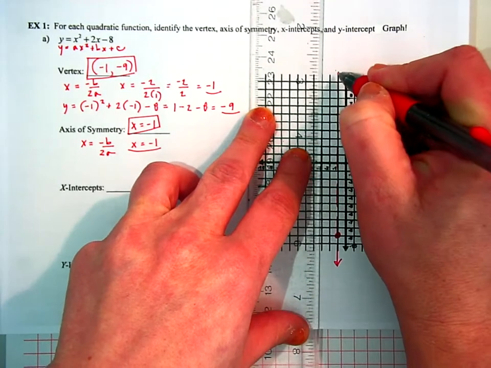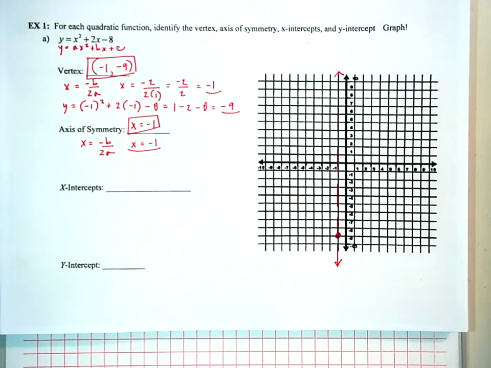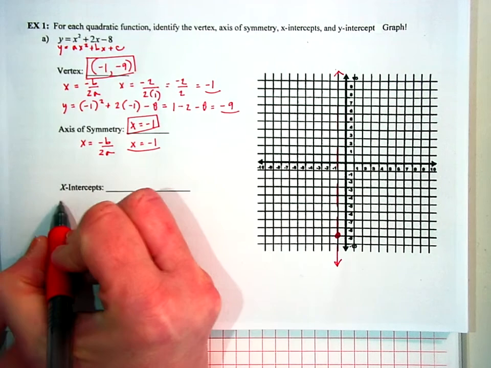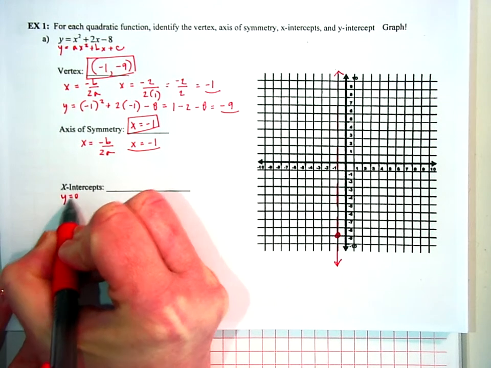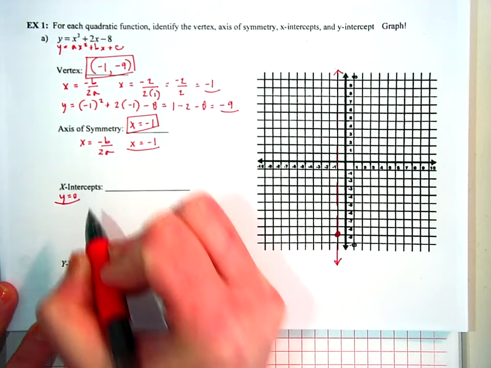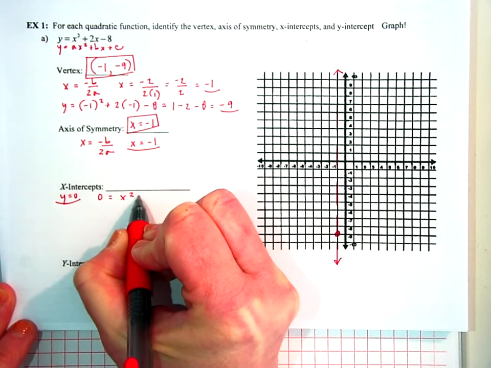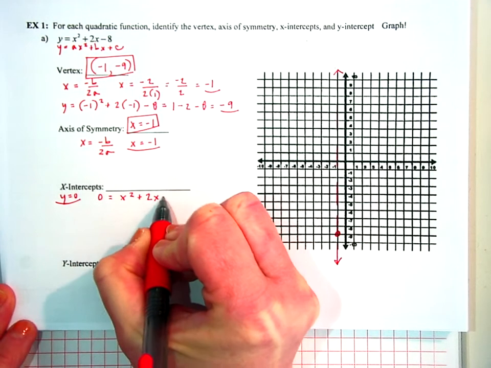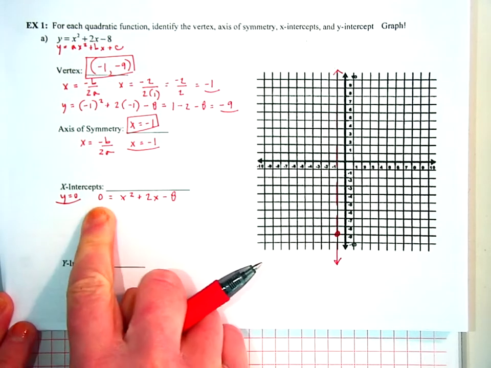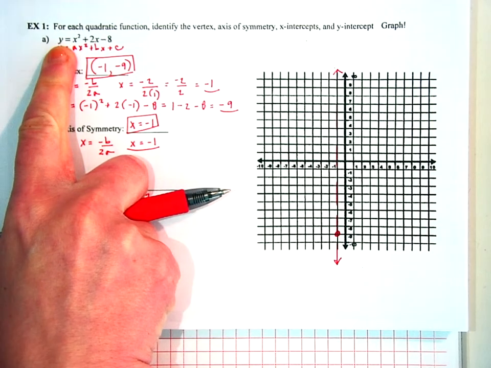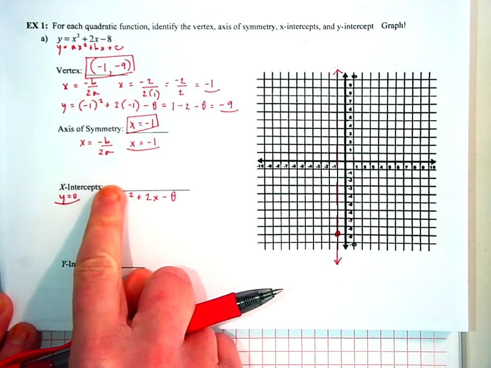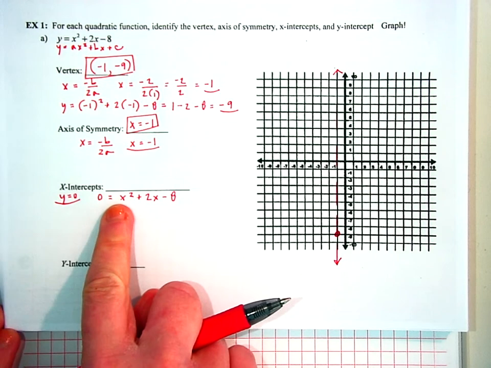So here is my mirror line, my line of symmetry, my axis of symmetry. Okay, now I need my X-intercepts. So I know that those occur when the Y value is 0. So I'm going to set my equation equal to 0. So 0 equals x squared plus 2x minus 8. So again, all I did was plug in a 0 for the y in my original function. So now I have an equation that is set equal to 0.